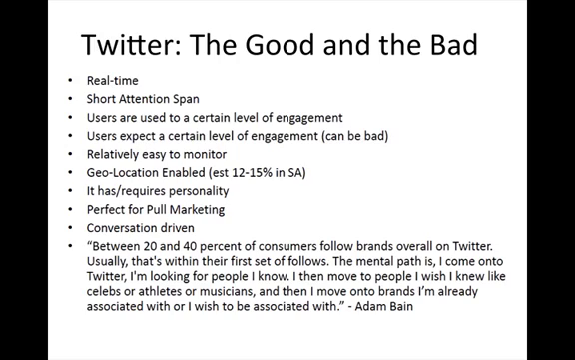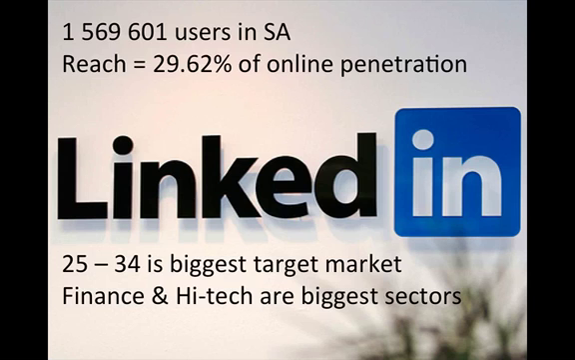So the good and the bad about it: it's real time. People have short attention span, so you can reach them. But also Twitter has short attention span, so you literally have a few seconds to get your message across. It's geolocation enabled. It's perfect for pull marketing, conversation driven. People ask questions. Brands like F&B do this really, really well, and they respond extremely fast.